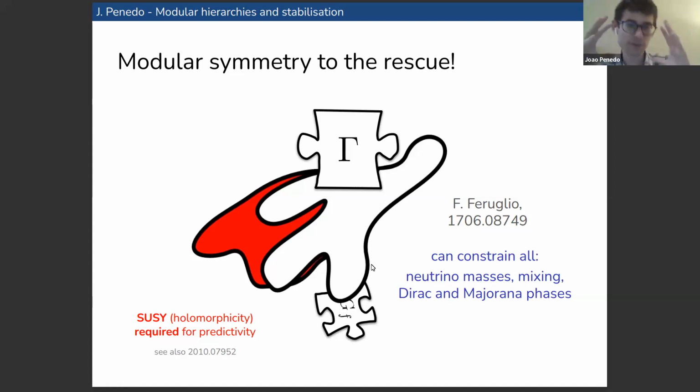In a sense, you fully constrain, in the minimal setups, the full, let's say, lepton mass matrices. And here I have a footnote saying that SUSY is required. So indeed, for now, the setup is supersymmetric, because we need this property of SUSY, which is the holomorphicity of the superpotential, to really say that our couplings are modular forms. We will see what this means, but to really get a predictive scenario.